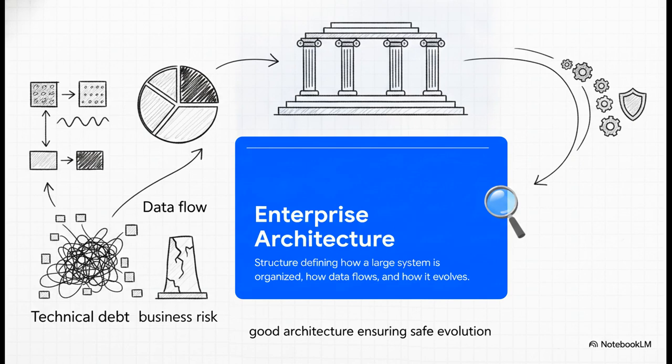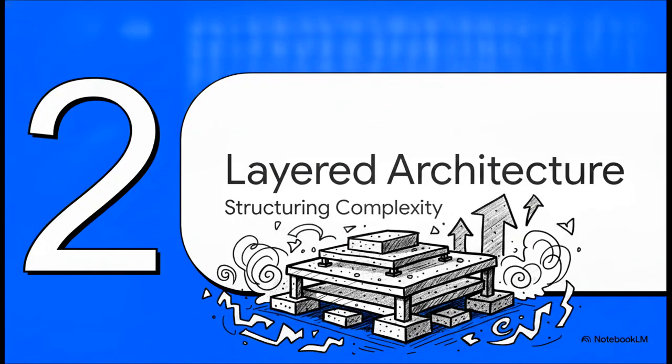Without a rigidly defined structure outlining exactly where your logic lives and how your data flows, every single new business requirement just becomes a quick, messy patch. And over time, those patches turn into massive technical debt. That technical debt becomes system fragility, and system fragility very quickly becomes a massive business risk. Good architecture ensures the application can actually evolve safely as the business changes. Moving right along to part two, the layered architecture model.